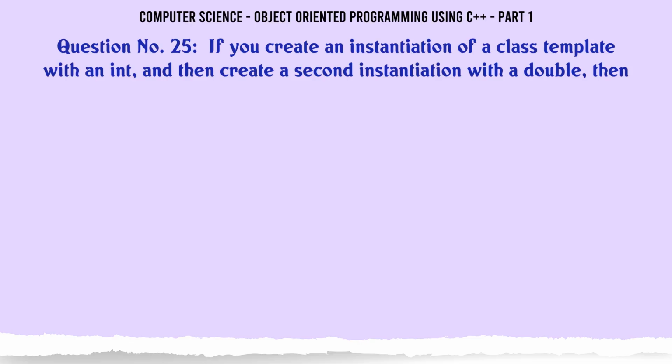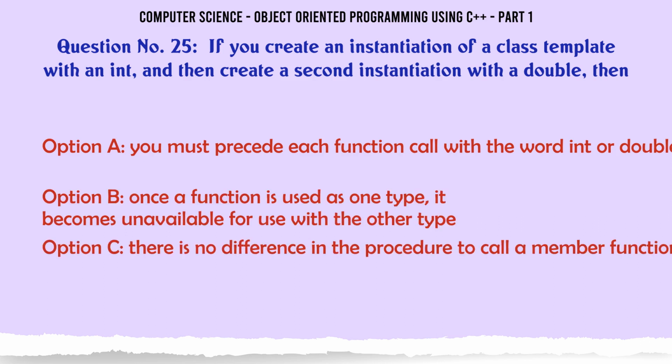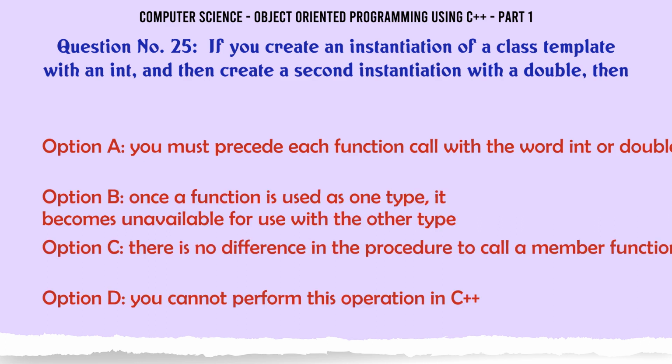If you create an instantiation of a class template with an int, and then create a second instantiation with a double, then A. you must precede each function call with the word int or double. B. once a function is used as one type it becomes unavailable for use with the other type.